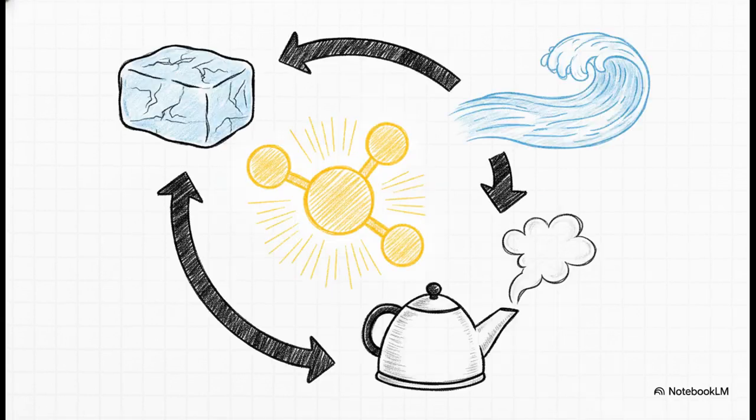Now, what's really interesting about this next concept, the golden rule of interconversion, is that the physical state changes, but the chemical composition never does. Water is always water, whether it's a solid block of ice, a flowing river, or invisible steam. Chemically speaking, it remains the exact same substance.